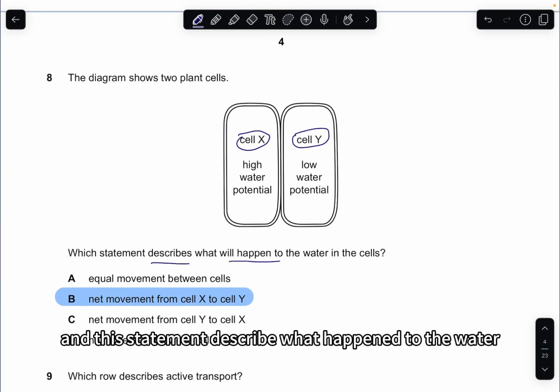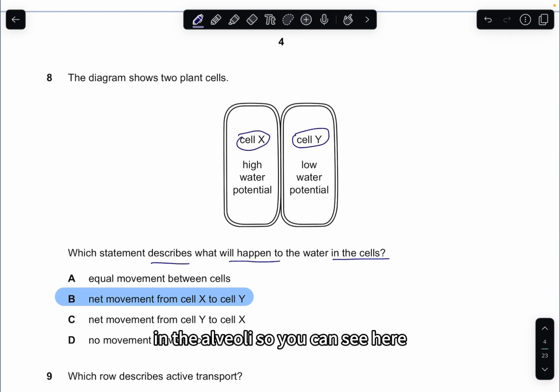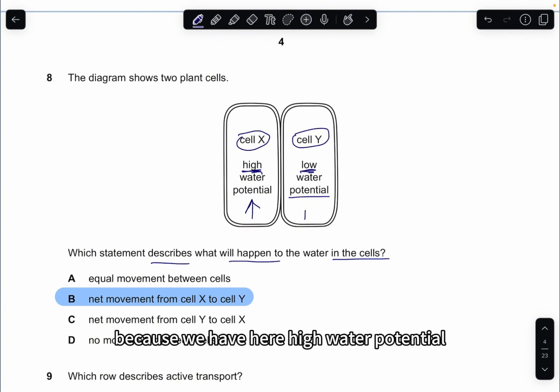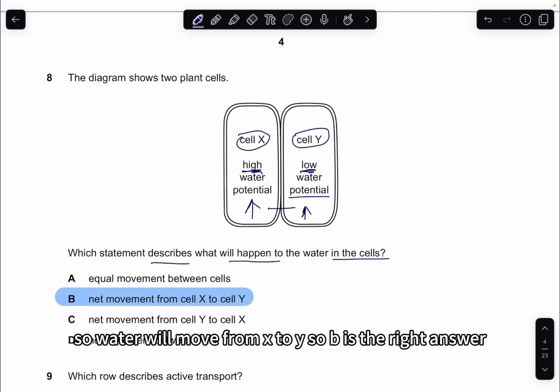Next, they show you two plant cells, cell X and cell Y, and ask which statement describes what happened to the water. You can see here is the low water potential and we have here high water potential. Because we have high water potential here, water will move from X to Y. So B is the right answer.